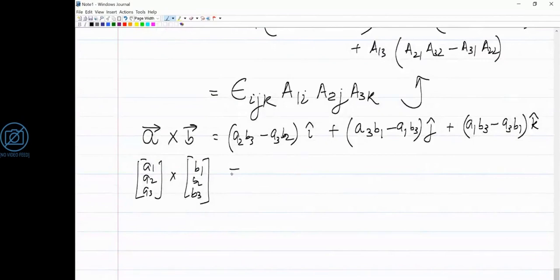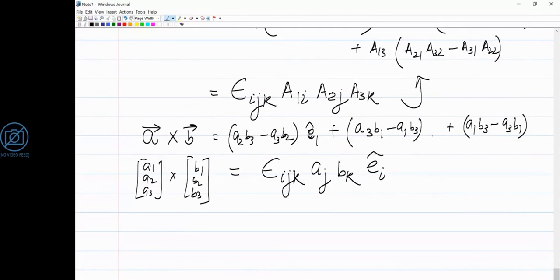So this is again a big expression. Is there a way to use summation convention? Yes, it is there. You again have to use this permutation symbol and it becomes epsilon ijk aj bk ei. Well, let me make it e1, e2, e3. Then that way it will be easier. And maybe I can show this thing here for i equal to 1.